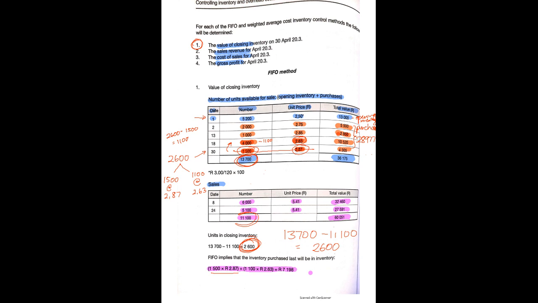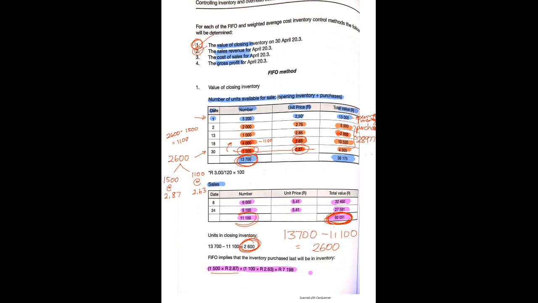And that is the value of your closing inventory under the FIFO method. So now we're done with your value of your closing inventory. That's question 1. Let's look at question 2. Question 2 is to determine the sales revenue, but we actually already did that in this table, so we don't need to calculate that. It was a 60,051, so we can skip that one.